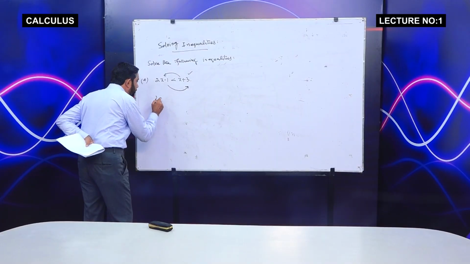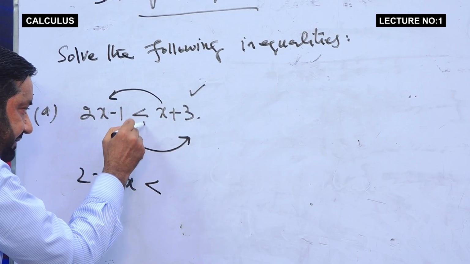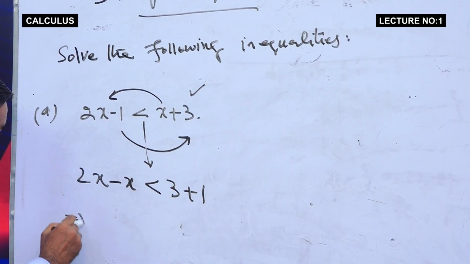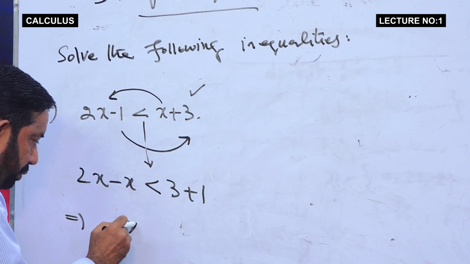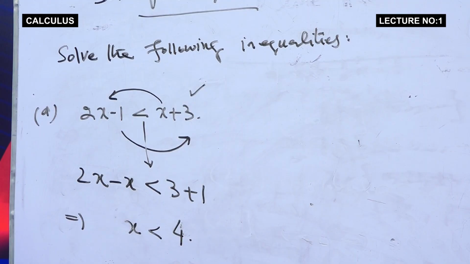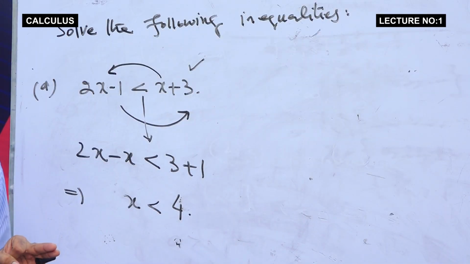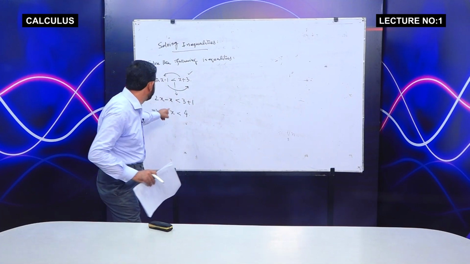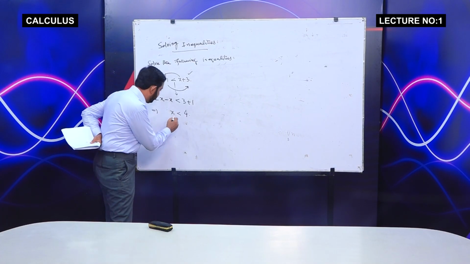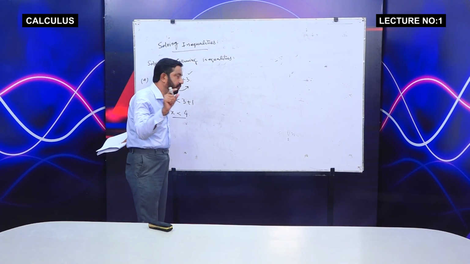So we have this 2x, x can be subtracted on this side, minus x, inequality remains the same. So this 3 minus 1 becomes plus 1. So this implies that 2x minus x is actually 1x and we can write x is less than 3 plus 1, which is 4. Means all those real numbers which are less than 4 are the solution set of this inequality. So what will be the values of x? If we draw this inequality on the real line as the form of interval, then what will be the solution?